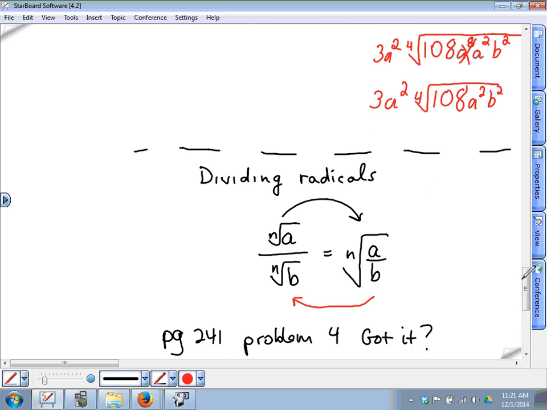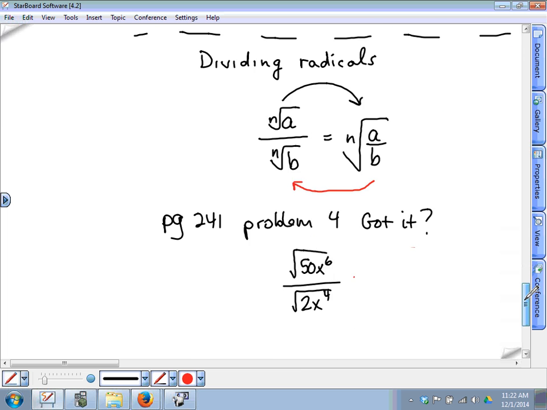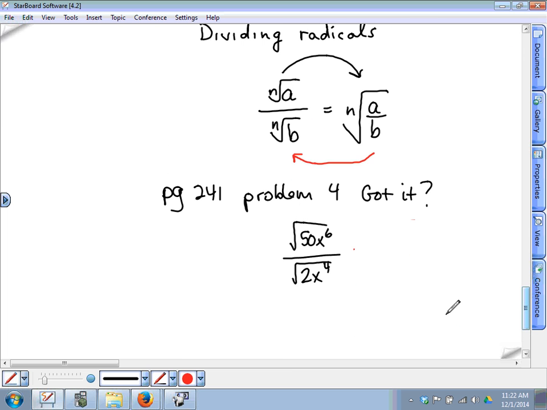So go back to page 241 in your book, and take a look at the Problem 4 Got It problem. Is there a Problem 4 Got It problem, right? Wait, does no one get it? Four Got It. This one here? Yeah.